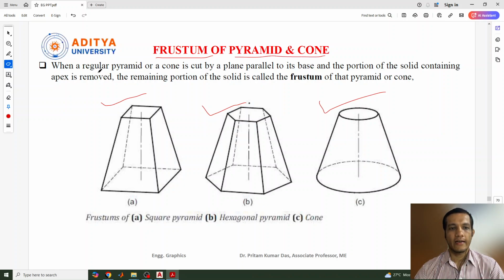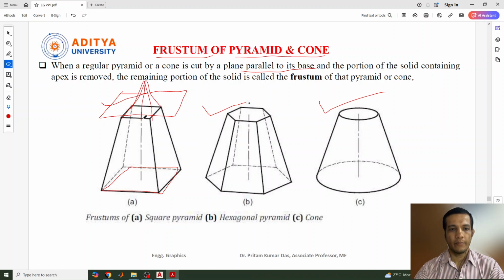When a regular pyramid or cone is cut by a plane parallel to the base, suppose this is the plane, and the plane cuts the object, the square pyramid, parallel to the base. Whatever the base may be, pentagonal, square, or hexagonal pyramid, this plane will be parallel to the base and will cut it. Suppose I extend this line, I'll get a conical shape here.